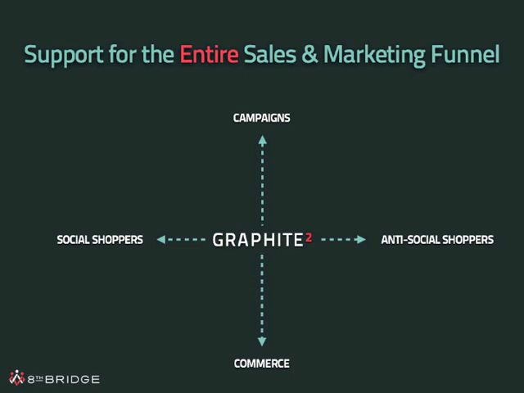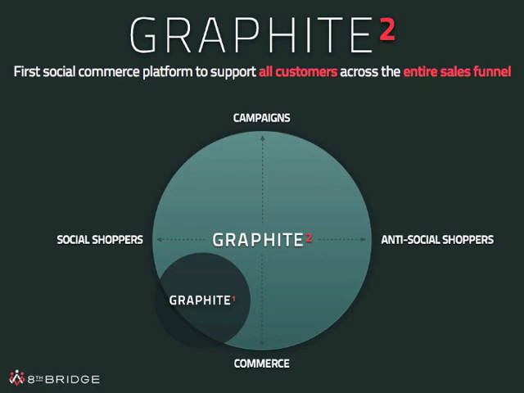The second dimension is the purchasing funnel. What we're doing here is moving up and down the funnel. Instead of focusing just on e-commerce, which is where we focused to date, putting social experiences on the e-commerce website, we're now supporting marketing campaigns. So the entire experience, from the campaign of awareness building and brand building all the way down to checkout and post-checkout, can now be integrated socially with Graphite2. We're really excited about this. It's the first social commerce platform that was built to support all customers across the entire funnel, and it's a huge step up from our first release of Graphite last April.